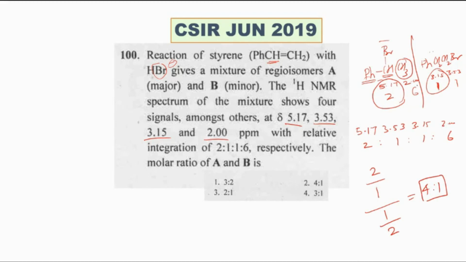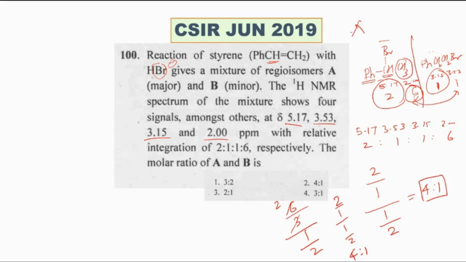You can take this and this also. They are asking the molar ratio of A to B, so take one from A and one from B. That is how you have to approach it. Suppose I take the peak integration of 6. So the peak integration is 6, divided by the number of protons, 3, over the peak integration 1 divided by number of protons 2. So again I have 2 by 1 by 1 by 2, again it is 4:1.